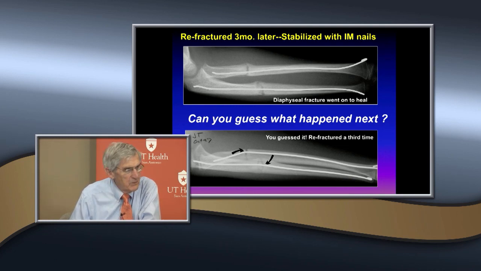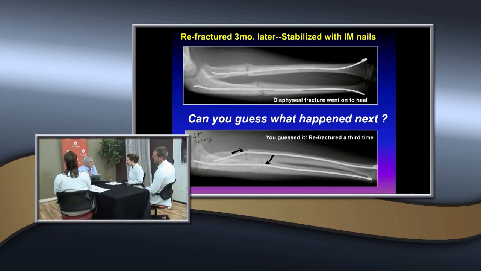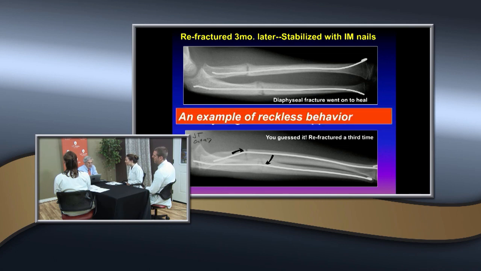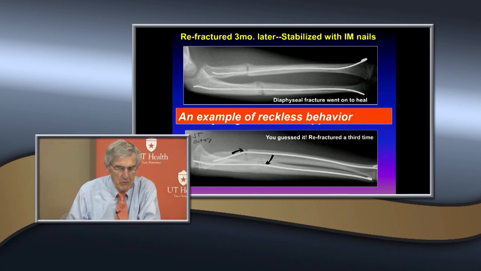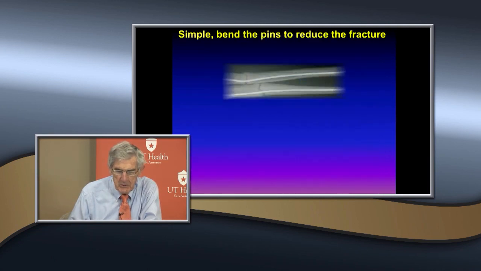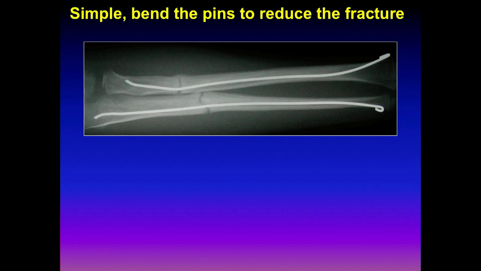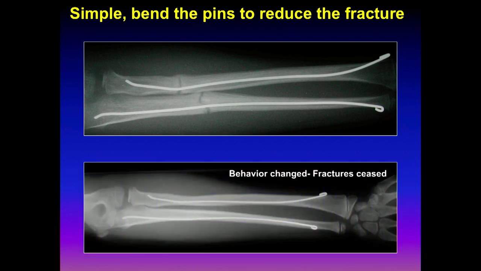So what are you going to do? Well, you just re-bend him. People get all worried about metabolic bone disease and so forth, but most of the studies show that refractures are due to reckless behavior. And so simply what you do, you just bend the pins to reduce the fracture and hold him a little bit longer. And his behavior changed.